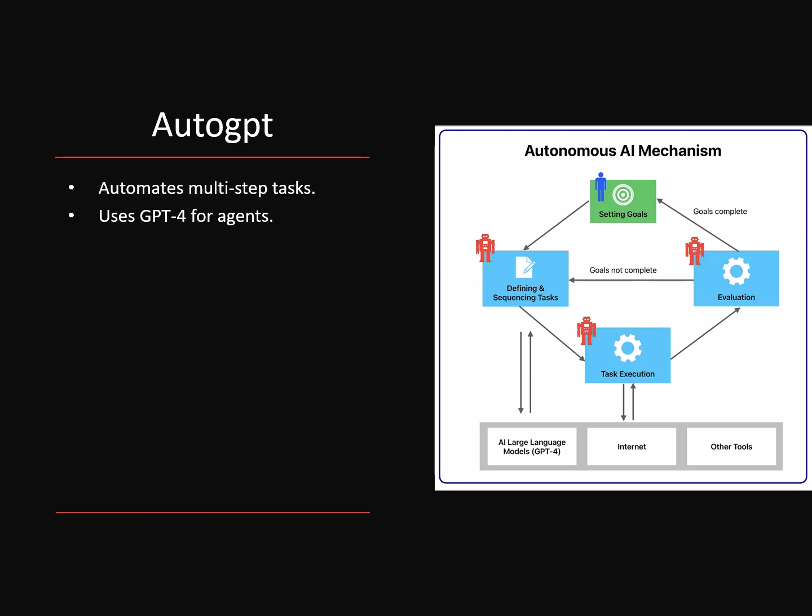I hope you got this concept. Auto GPT is like a smart robot worker that sets a goal, plans it out, gets help from the internet and AI tools, checks if it did the job right, and repeats until success.